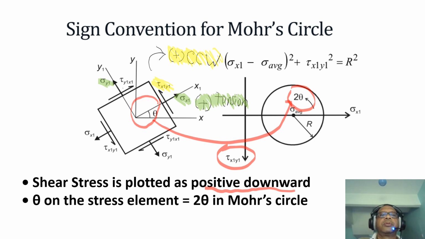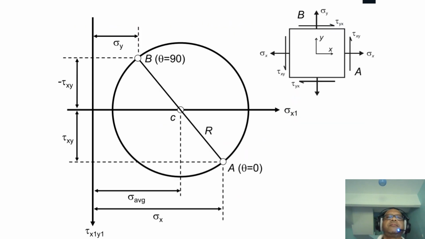So I think we are ready to draw. I think this is shear, not shear stress, but shear stress axis. Okay. Right. So that's the sign convention: positive counterclockwise and then positive downwards.